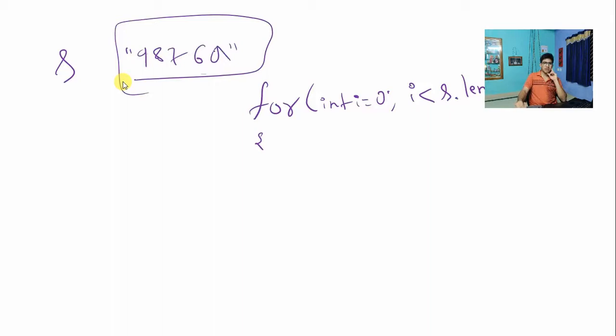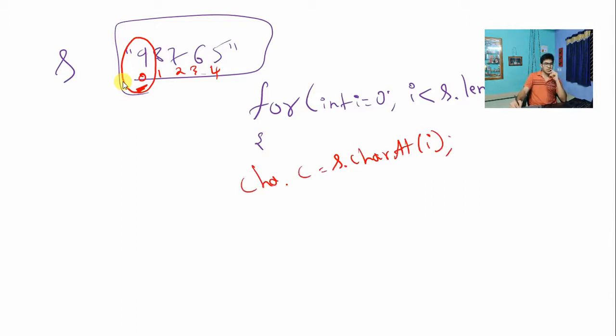Indexes. Let me write the indexes: 0, 1, 2, 3 and 4. So when my i value is 0, I'll be taking s.charAt(0). So I'll write s.charAt(i). When my i value is 0, s.charAt(0), I'll store it in c of what type? char type. char c I have stored. Now I want to check whether this character is a number or not.